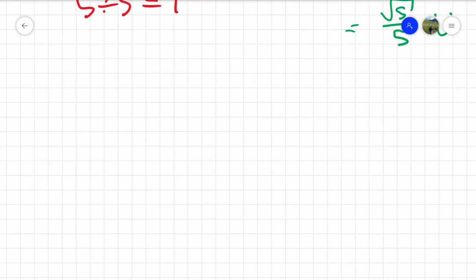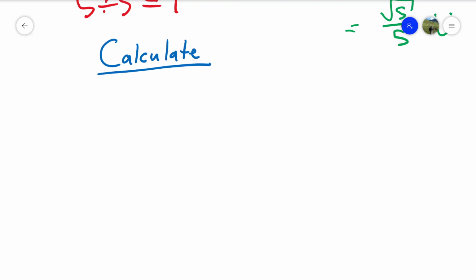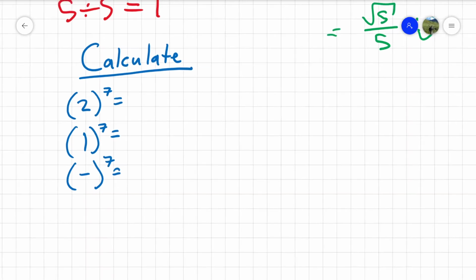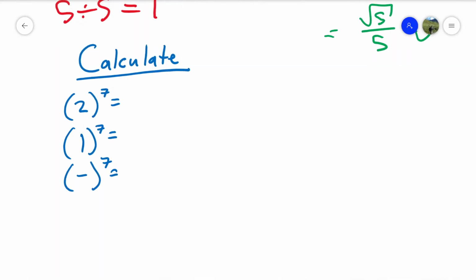Let's do the next question. This is a calculate. There's a few. I'll let you know when I've written them all down. There we go, that's all of them. Have a go in your own time.